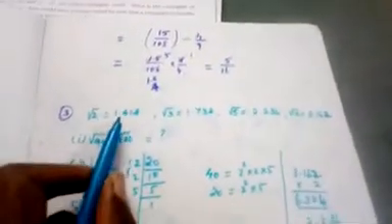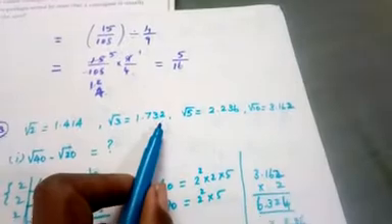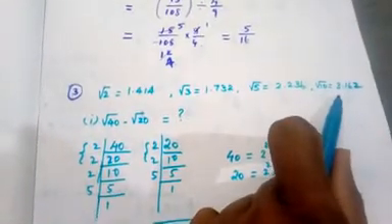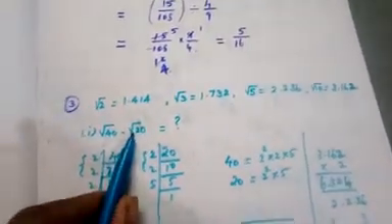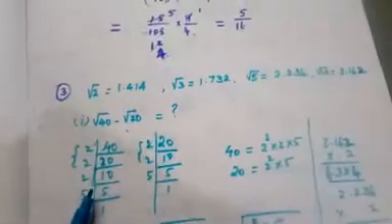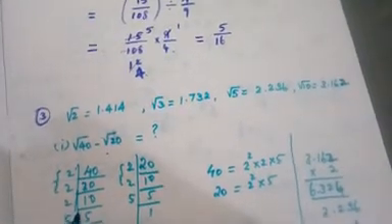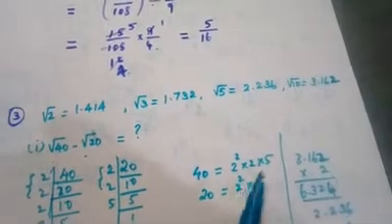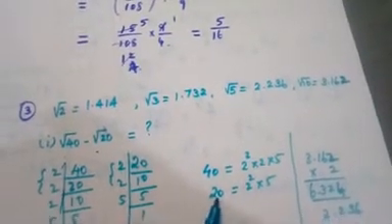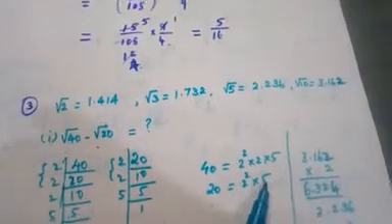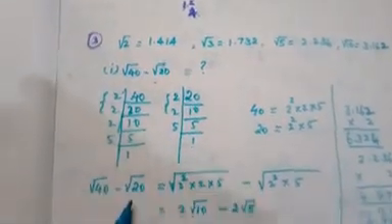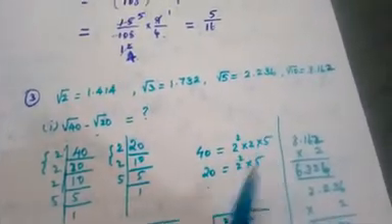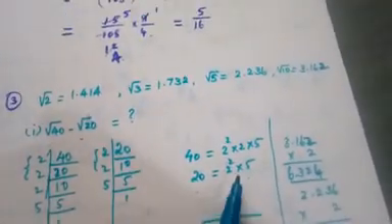Now root 2 equal to 1.414, root 3 equal to 1.732, root 5 equal to 2.236, root 10 equal to 3.162. Root 40 minus root 20 we want to find. First you have to use the factorization method for root 40 and root 20. Root 40 is written as 2 square into 2 into 5. Root 20 is written as 2 square into 5.